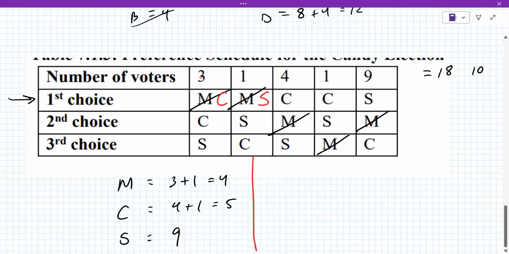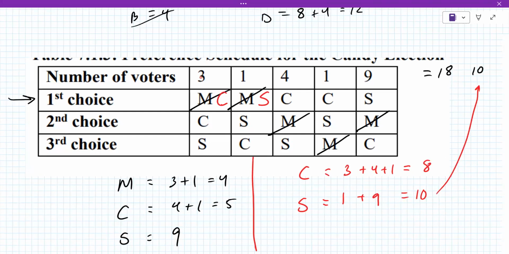Okay, so now round 2, you've got C's and you've got S's. C is 3 plus 4 plus 1. S is 1 plus 9. So 3 plus 4 is 7. Plus 1 is 8, but 1 plus 9 is 10. 10 is a majority. You got it.